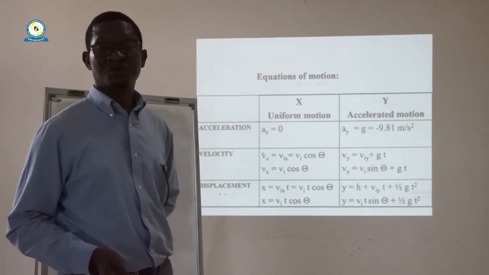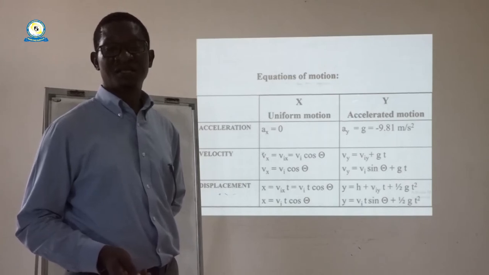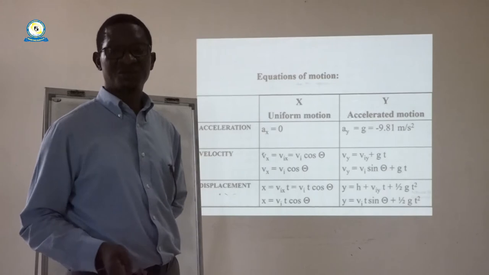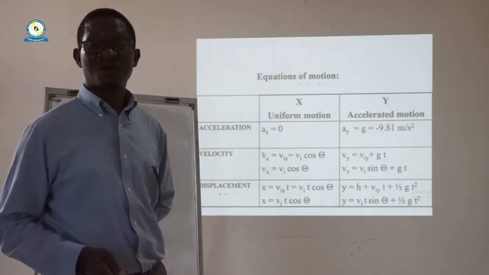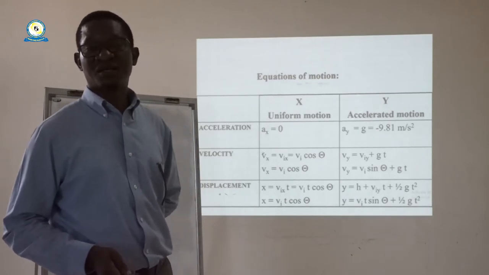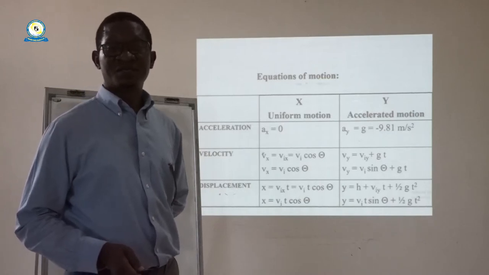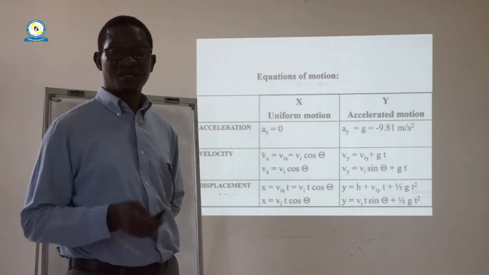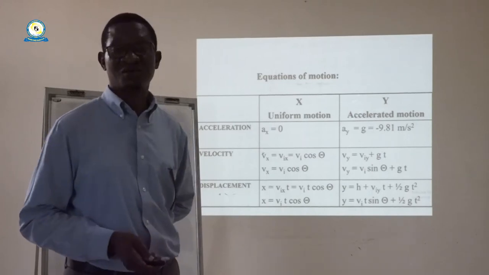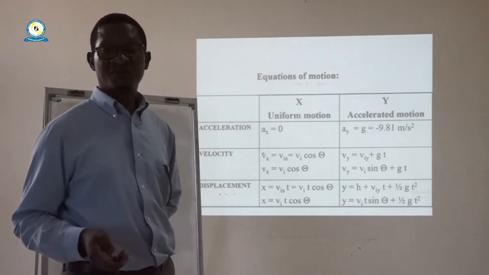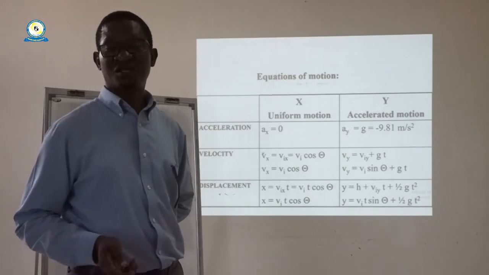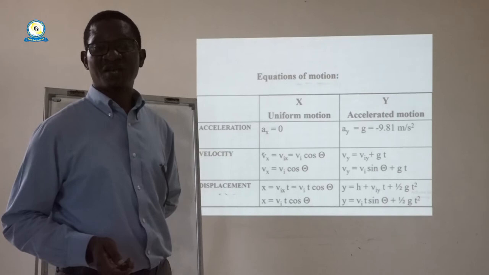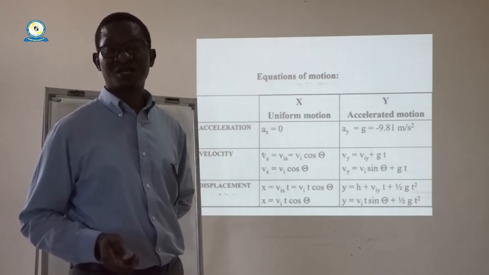Displacement x is equal to, as usual, Vi t cos theta. Or you can say Vi cos theta is velocity times time. And in y direction, y is equal to h, this height, it means initial height. Y is equal to h if you have initial height, or if you don't have, you put zero. Then you remain with the usual equation, plus Viy t plus a half g t squared. Viy, you know it, is Vi sin theta times time there.